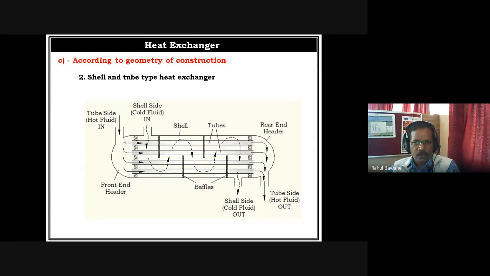Now here hot fluid is entering and moving straight out. So this is single pass. So this is called hot fluid single pass. Cold fluid entering and moving out, so this is cold fluid single pass. So shell one pass, tube one pass. Such kind of shell and tube heat exchanger.